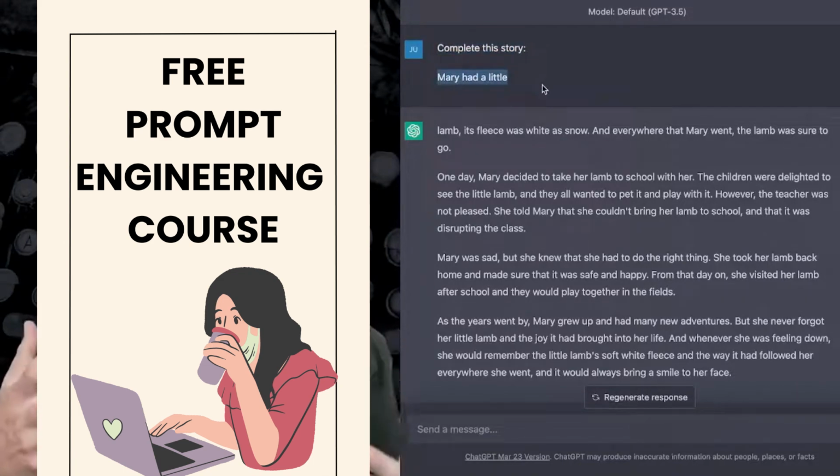Now, if you know the nursery rhyme, it's Mary had a little lamb, its fleece was white as snow, and you can imagine that this story showed up over and over and over again in the data that ChatGPT was trained on. So when I say "Mary had a little," that is a very powerful pattern that ChatGPT has seen many, many times. And so it immediately tries to pick up with lamb, its fleece is white as snow, and everywhere that Mary went, the lamb was sure to go.